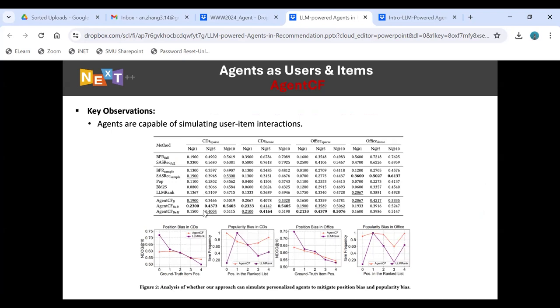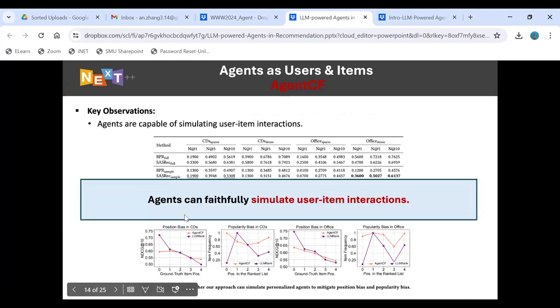As for the observation, the experiment results show that it achieves good performance. And it also shows that it can handle some position bias problem. So agents can faithfully simulate user item interactions. So we find out that agents can faithfully simulate users, and also agents can faithfully simulate user and item interactions.